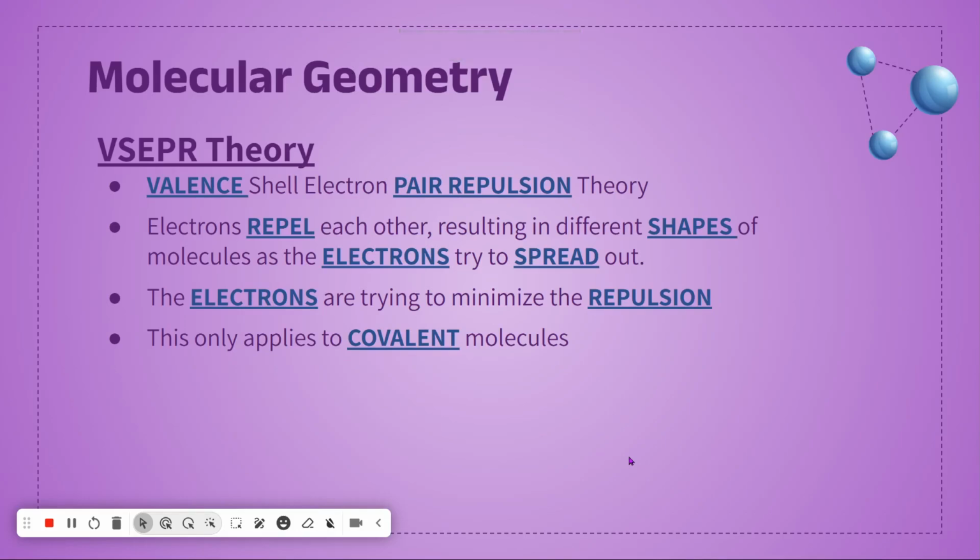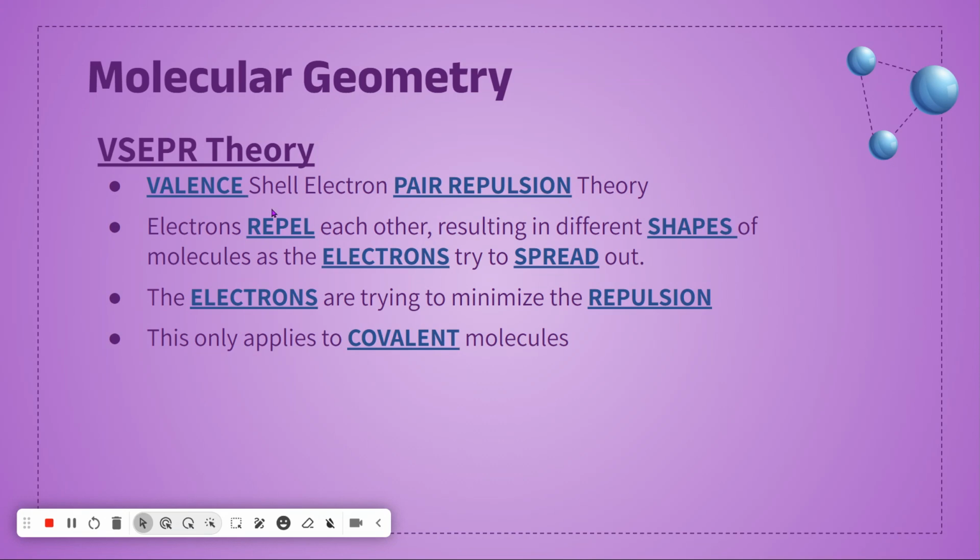Lyons. This video is going to walk you through molecular geometry. And when we say molecular geometry, what we really mean is the shape of atoms. And there's a theory that has guided determining the shape of atoms. It's called the VSEPR theory. And the VSEPR theory, it's an acronym. It means valence shell electron pair repulsion theory.